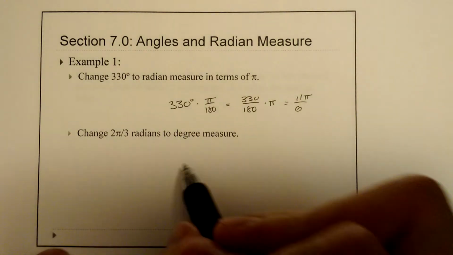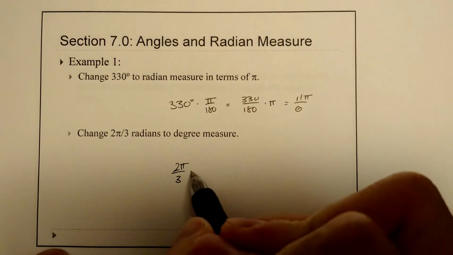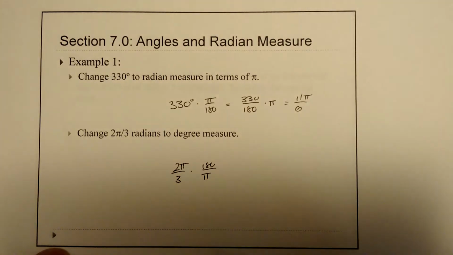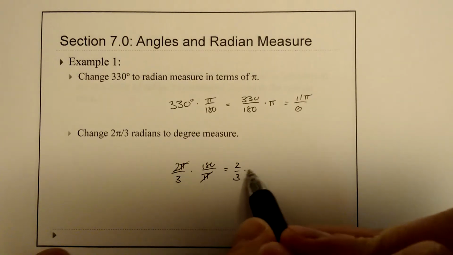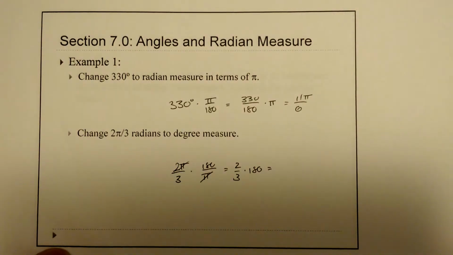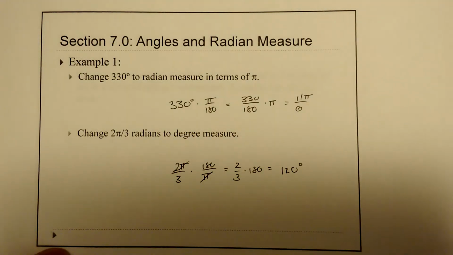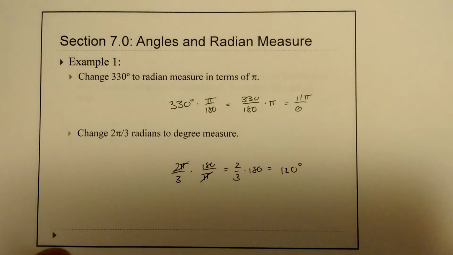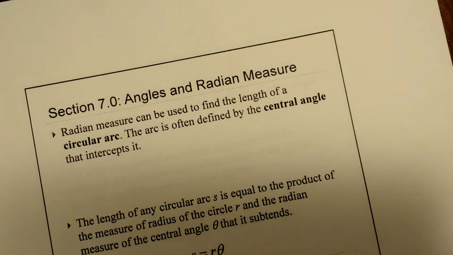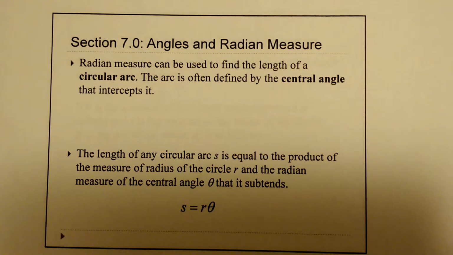So to go the other way, you take your angle, multiply by 180 over pi. So now in this case, actually the pi's will cancel each other. So what you actually have is 2/3 times 180. So 2/3 times 180 is 120 degrees. So relatively straightforward. To convert to radians, pi is on top. To convert to degrees, pi is on the bottom.